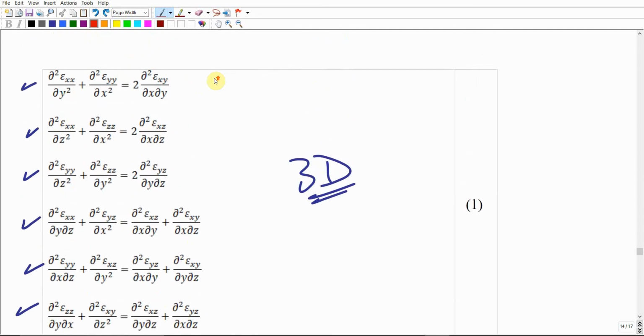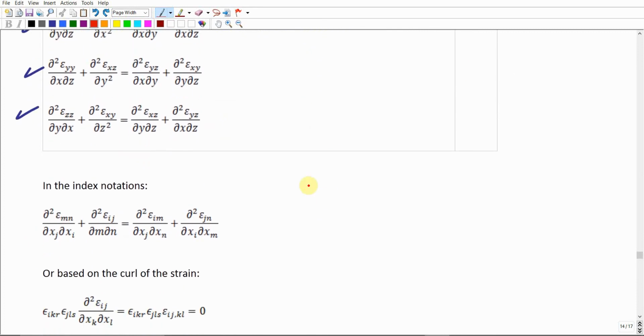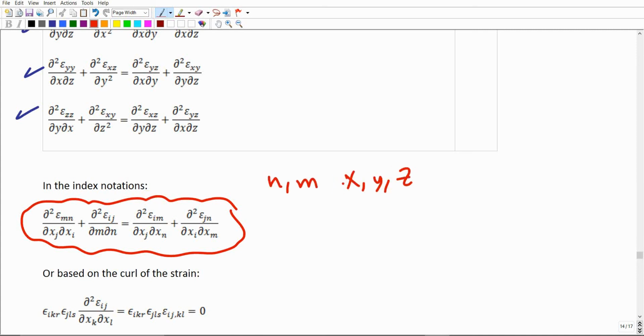Make sense? These 6 equations can be written in index notation in a compact form. This is the compact form in terms of index notation for the 6 equations, where m, n, i, and j can each be x, y, and z. If you substitute, for example, m equals i and n equals j, the same xy, and then xz or yz, you end up with 6 equations.